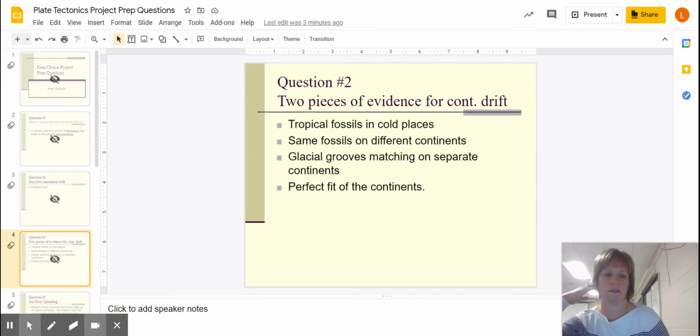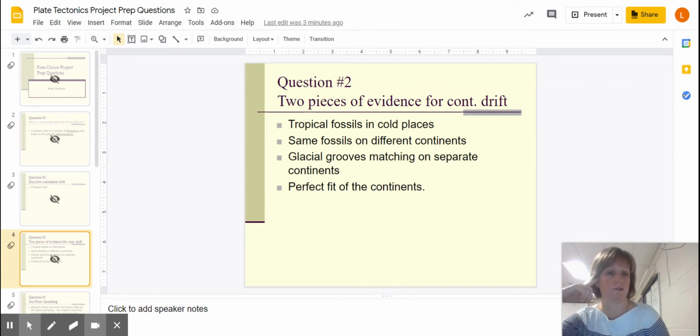Well, that makes sense if Greenland hasn't always been where it currently is. This is also evidence: same fossils on different continents. How did they get across the ocean and die? Well, the answer is they didn't. They died and were fossilized when continents were connected in the supercontinent Pangea. And then when Pangea split, that's what separated them.